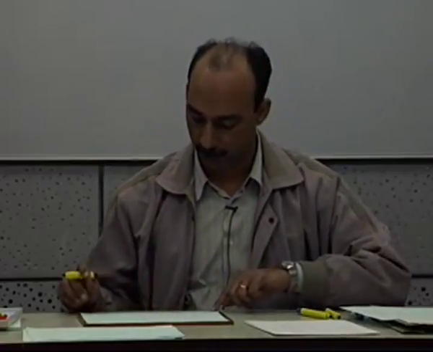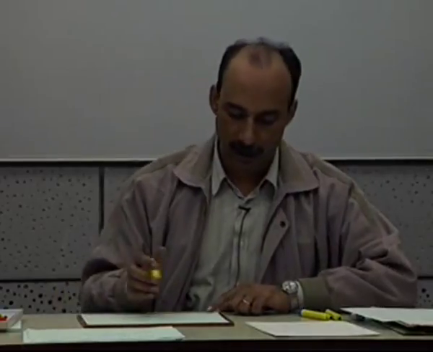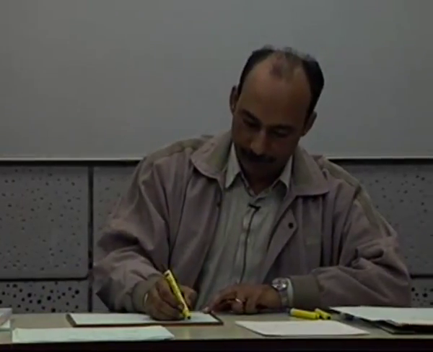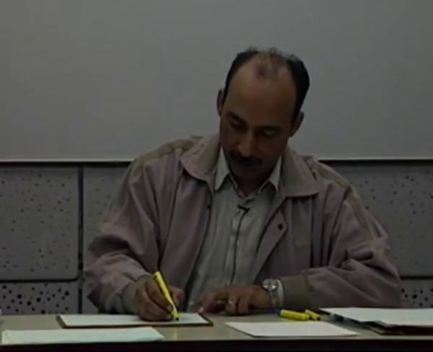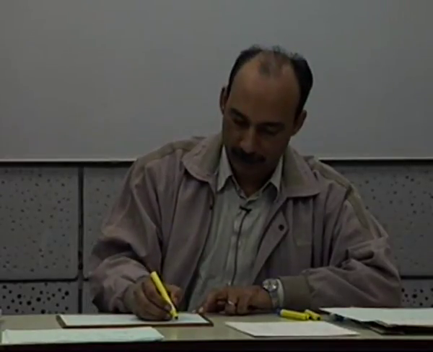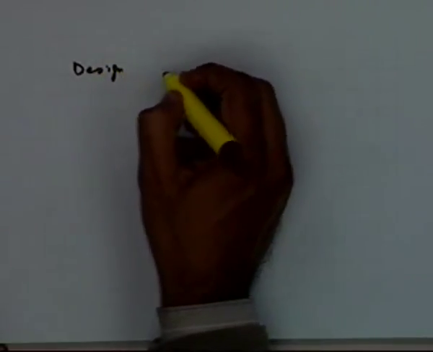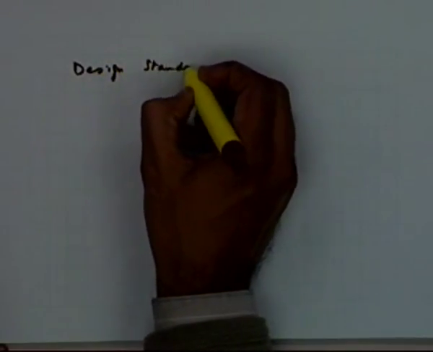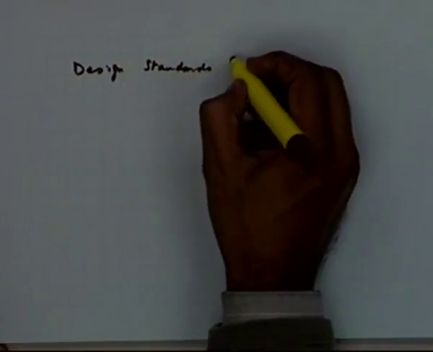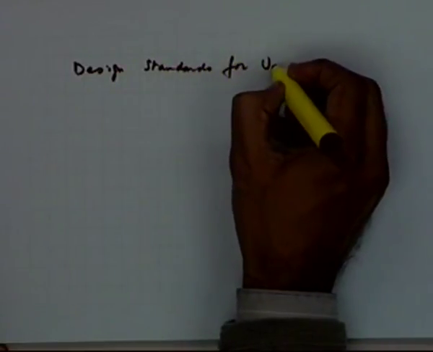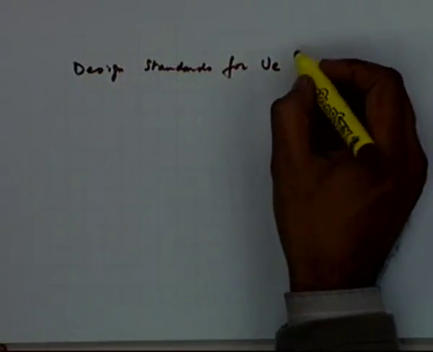conditions which can be useful for the selection of these different types of emitters with respect to the emission uniformity. And there is a table which has been provided by the American Society of Agriculture Engineers on the design standards for the emission uniformity.